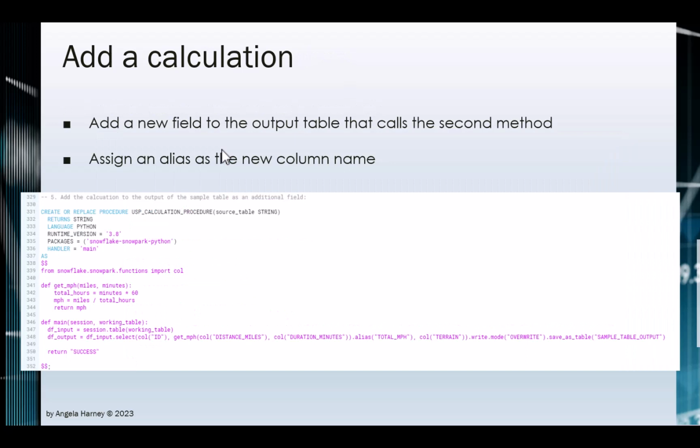To do this, we will add a column between the ID column and the train column that calls the function get_mph and sends in the value of 2 different columns from the row of data. We will give this new column a name using the .alias property. We will name it total_mph.